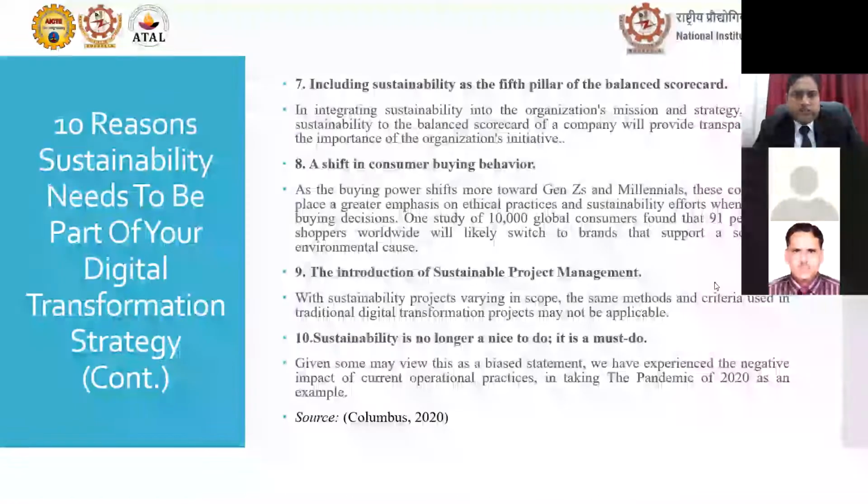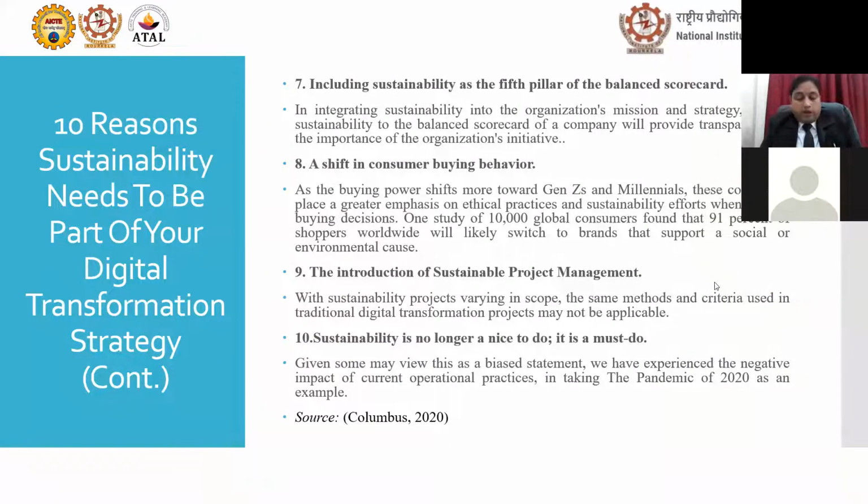Another trend is the introduction of sustainable project management also. You cannot manage a huge project without the help of digital technologies. Traditional digital transformation projects may not be applicable, such as just sharing a PDF. Now there are various interactive technologies whereby customers and stakeholders can co-create and help in ESG reporting. That is the role of digital technology.